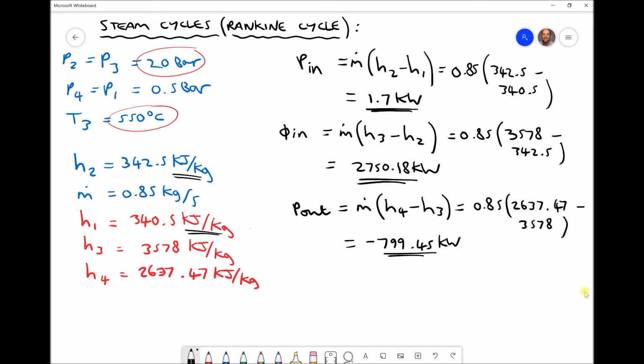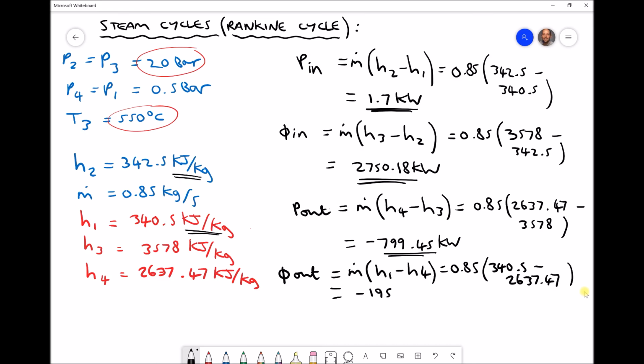And finally, we have the energy leaving the steam in the condenser. So phi out, we're cooling the steam or condensing the steam. We have the mass flow rate. At the exit, we have H1, and at the entry, we have H4. So we have 0.85 times 340.5 minus 2637.47, giving us a phi out value equal to minus 1952.42.